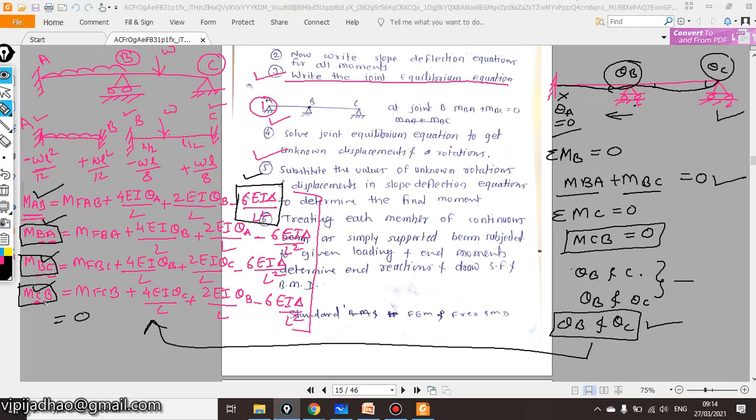Once you calculate the final end moments, you have to draw the bending moment diagram. Again, you have to calculate the support reactions if it is asked in the exam. If it is asked in the exam to find the support reactions and shear force diagram, then you have to also calculate the support reactions and draw the shear force diagram for that particular beam. So these are the different steps for analysis of a continuous beam by using the slope deflection method.